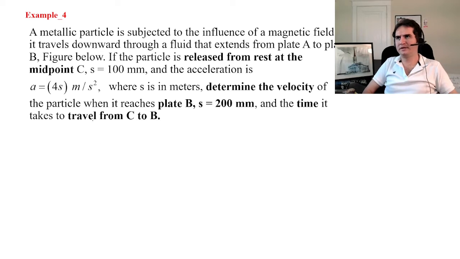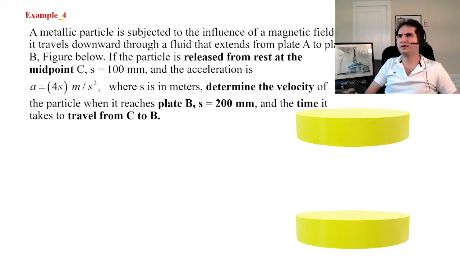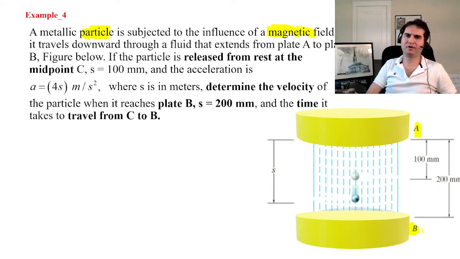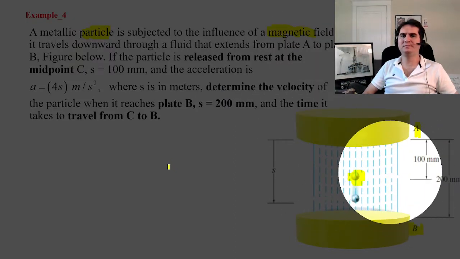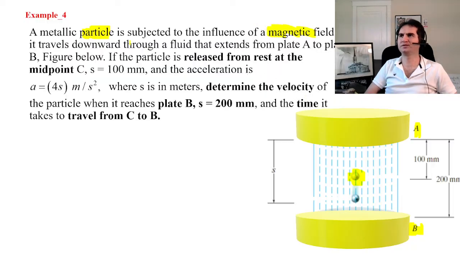Let's solve another problem in this topic. We have a particle located in a magnetic field from A to B. The total height is 200 millimeters, and our particle is located at the center of this magnetic field and travels downward through a fluid medium from A to B.